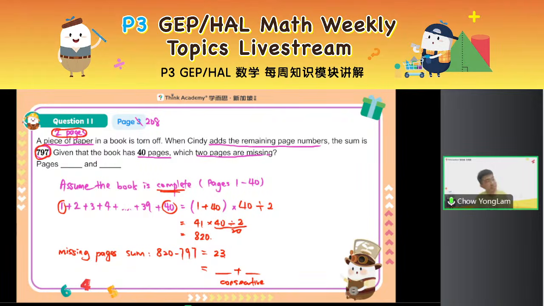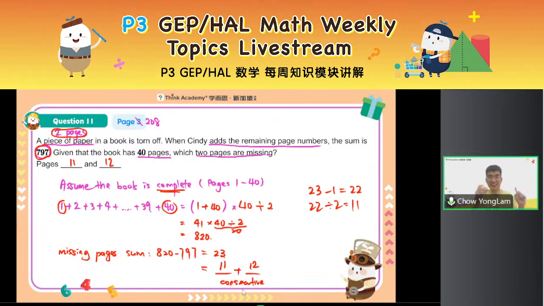Consecutive means the difference is 1. So maybe you can do 23 minus 1 equals 22. Take away the extra difference, then divide. 22 divided by 2 is 11. And then you will know that one of the pages is 11, the other page is 12. So altogether, pages 11 and 12 are your missing pages.